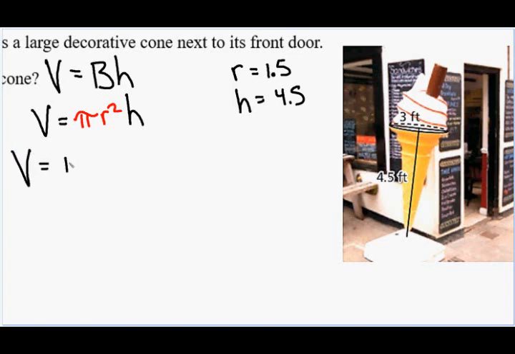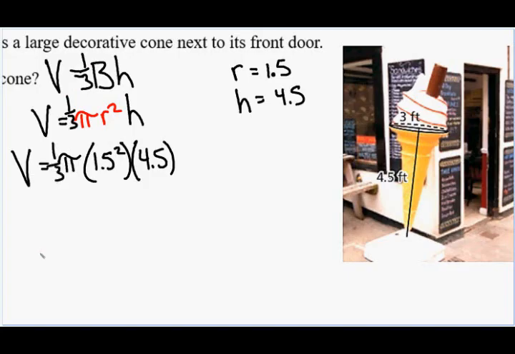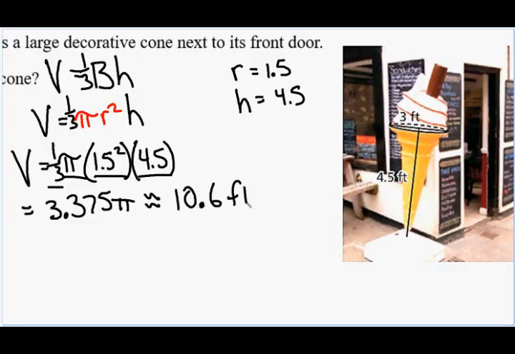So if we start plugging in our known values, we've got pi. The radius is 1.5, and we're going to square that. And our height is 4.5, and we're going to multiply and then multiply that by pi. Oh, I did it again. I forgot my 1/3. So we're going to square the 1.5, multiply by 4.5, times pi, and divide it by 3. And without the pi, it would be 3.375 pi's. And then we multiply by the pi key, and we get approximately 10.6 feet cubed. So there's the rough volume of that giant novelty ice cream cone.